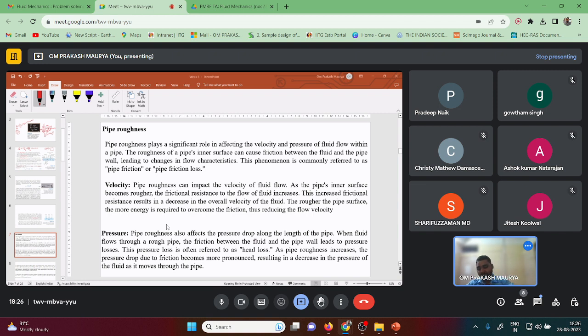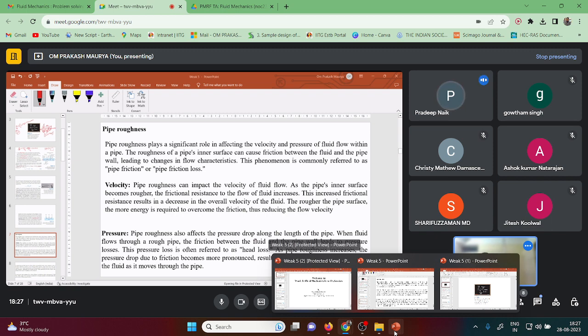So the pipe roughness basically affects both velocity and pressure. The previous day one student was asking how the pipe roughness affects the pressure and velocity. Does roughness affect the pressure or the velocity? Roughness affects both pressure and velocity. Due to the pipe roughness, the pressure drops along the pipe, and the velocity is reduced along the pipe. So this is the final answer on how roughness affects the pipe.